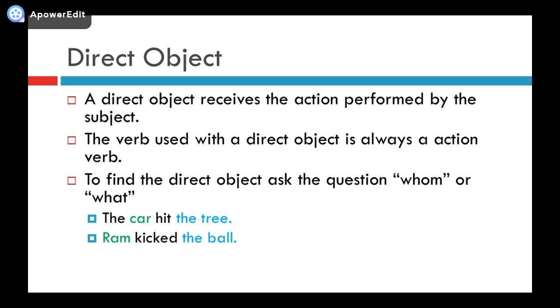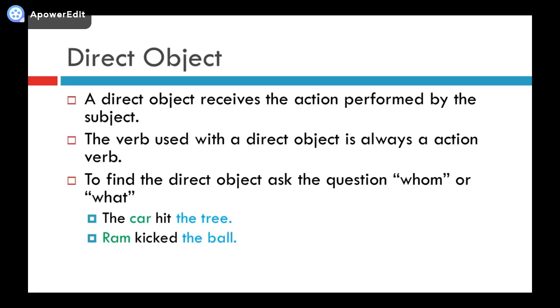Let us see. The car hit the tree. What are we talking about? We are talking about the car, so the car is your subject. Hit is your verb. Hit what? Hit the tree. Next sentence. Ram kicked the ball. Who are we talking about? We are talking about Ram. What is your verb? Kicked. Action verb, right? Kicked what? The ball. Correct? Getting it?